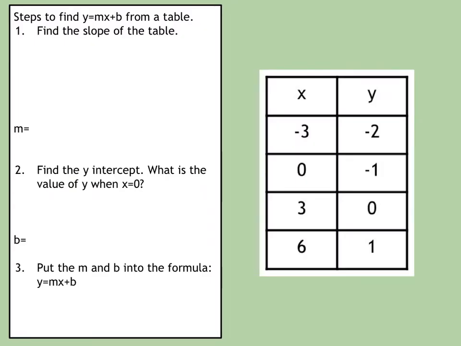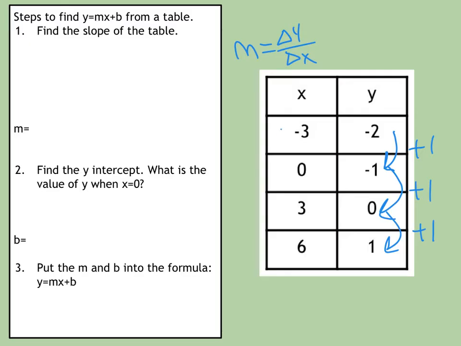Steps to find y equals mx plus b from a table. First, we're going to find the slope of the table. Remember that we find slope from a table by using the formula m equals, or slope equals, change in y over change in x. So if we look at my change in y, that's going from negative 2 to negative 1. I'm adding 1 there. Negative 1 to 0, I'm adding 1. 0 to 1, I'm adding 1. So the change in y is going to be 1.